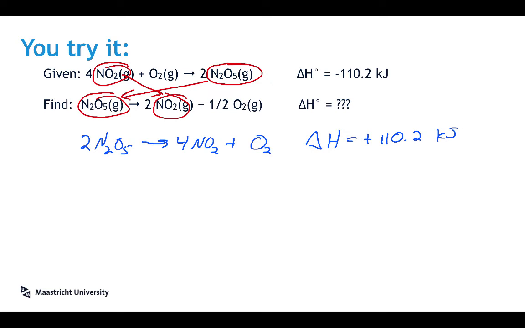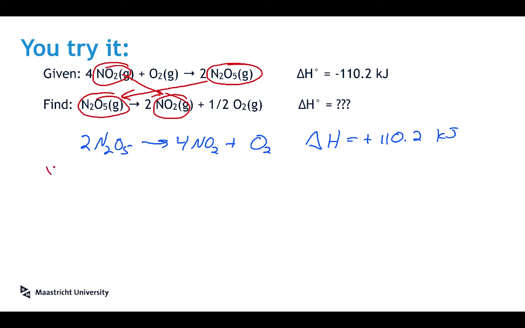And now the other thing that we want to take a look at is we see that our coefficient for our N2O5 here is a 2, and here it's a 1. Or we could say what we're looking for is a 1, and what we have in our reversal is a 2. So I need to multiply that by 1/2.